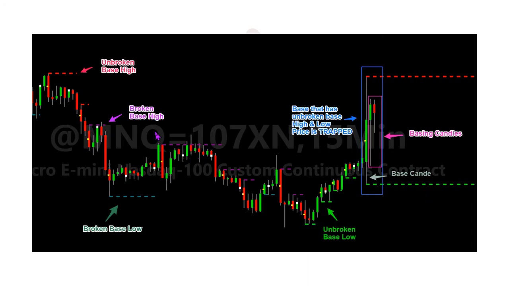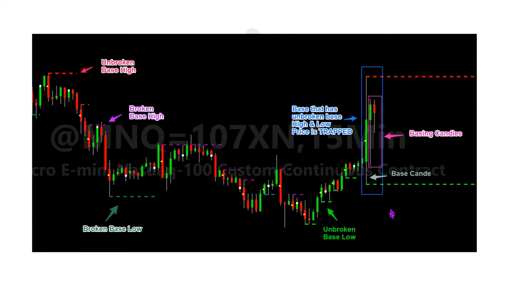So let's look at a picture of this. Here's an example. There's a tool here that I'm using, and it shows unbroken base highs. Those are the red ones. And it shows this kind of purplish color when a base is broken, because you can see price closed above it here with this candle. And then you've got a broken base low, and that's that kind of forest green color. And you can see it would have been broken probably by this candle right here.